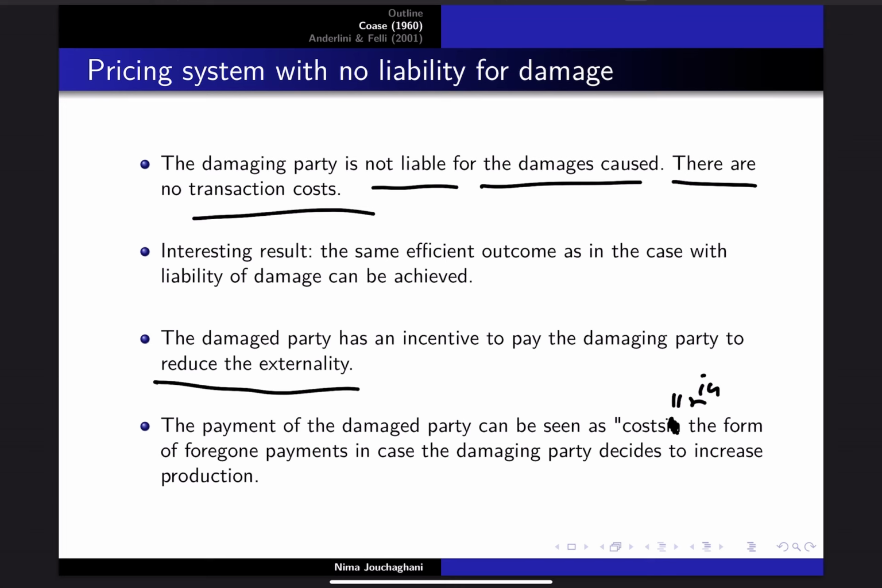So if he reduces production, he would not only save the costs of production himself, but he would also get the payment from the damaged party. So basically, the pricing system with liability of damage and the pricing system with no liability of damage are actually equivalent. And that's very interesting. They're equivalent as long as there are no transaction costs and as long as the parties in the market can freely engage and trade with each other at no costs. It doesn't matter whether we have liability for damage or no liability for damage. Both outcomes will be efficient and they will be the same.